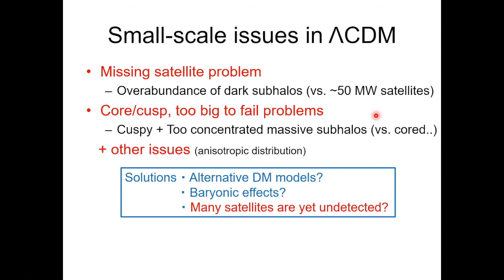So there are several solutions to understand this tension. One is to adopt alternative dark matter models, such as the warm dark matter model, self-interacting dark matter, nowadays the fuzzy dark matter model, and actually a lot more. Due to these unsolved problems, there are now a lot of dark matter candidates proposed. Or there may be some baryonic effects on the distribution of dark matter. This is possible.